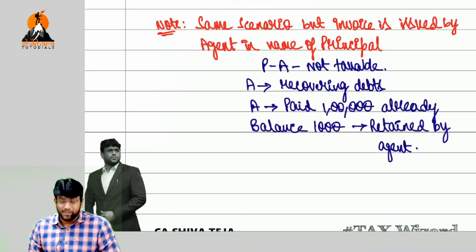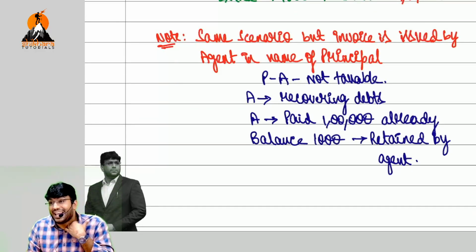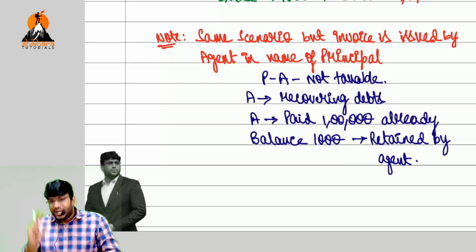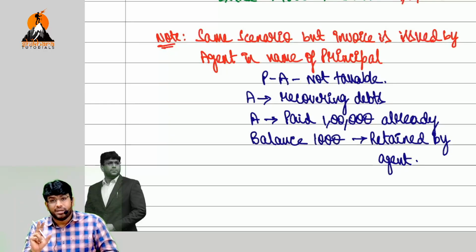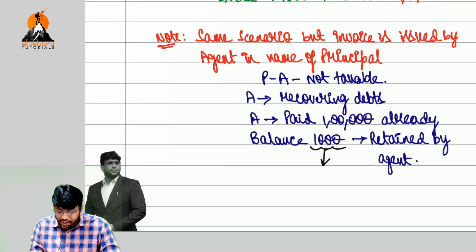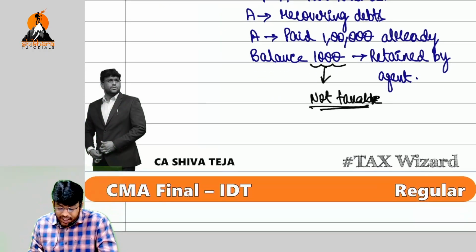Speak out, friends. But here we are talking about a situation where invoice is issued by agent in the name of principal. If it is the name of principal, then P2A will not be taxable. Correct, friends? The beautiful point here, what they told in the law is, this 1,000 is not taxable. Why it is not taxable? There is one reason. Listen very clearly.